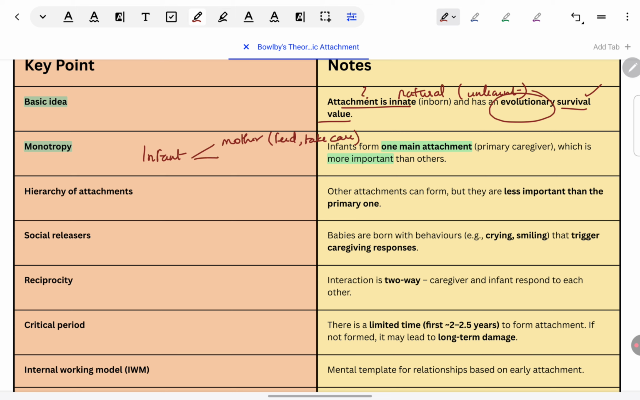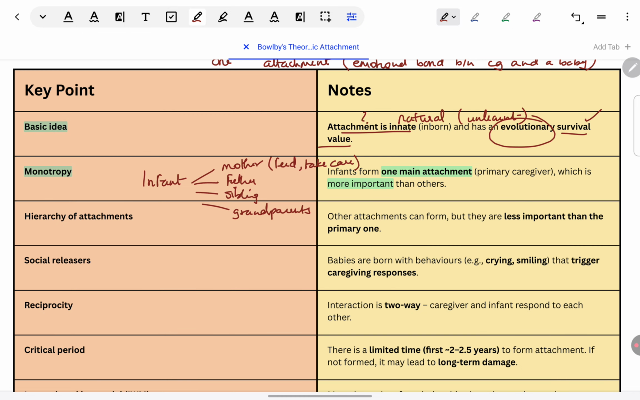But there are other caregivers also. The father is also there, siblings might be there, grandparents might be there. They are also caregivers. Literally, they give care to the baby. They also look after many aspects of the baby. But this one, the first one, the mother, is the primary attachment figure, the main one, for reasons I explained to you. And according to Bowlby, this primary one is the most important attachment.